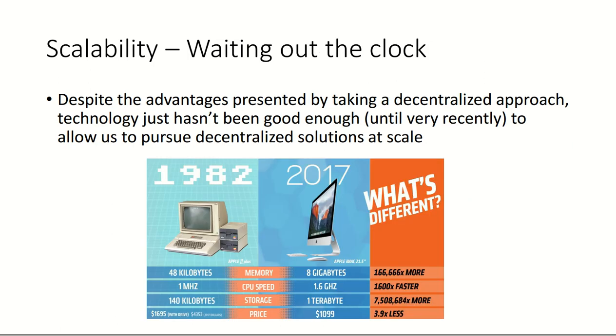Let's start off with scalability. Really, this problem is one we've only solved by waiting out the clock. It has really only been within the last decade or so that computing power, storage space, and network bandwidth have finally become cheap enough and ubiquitous enough that we can start to pursue these very inefficient solution architectures at scale.